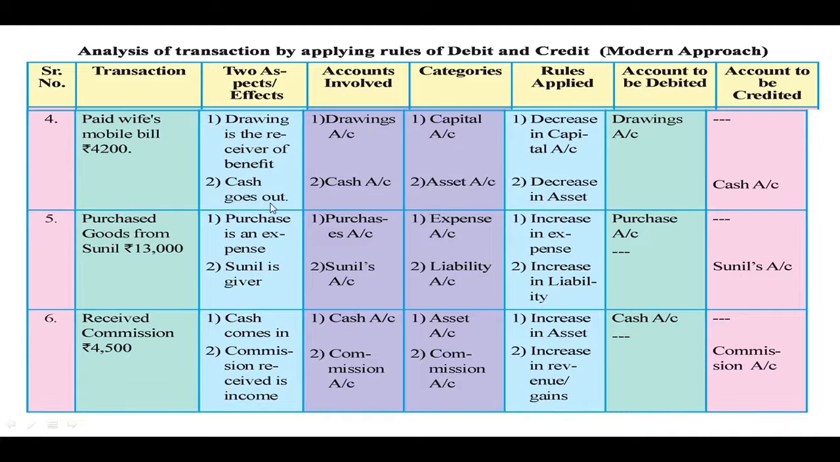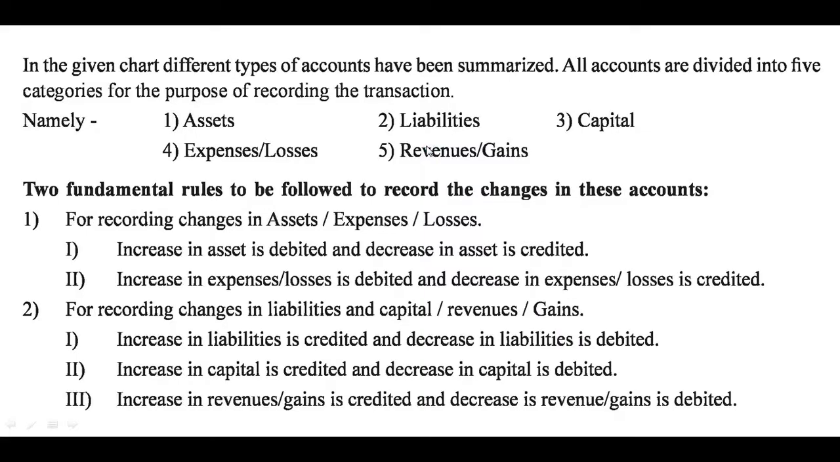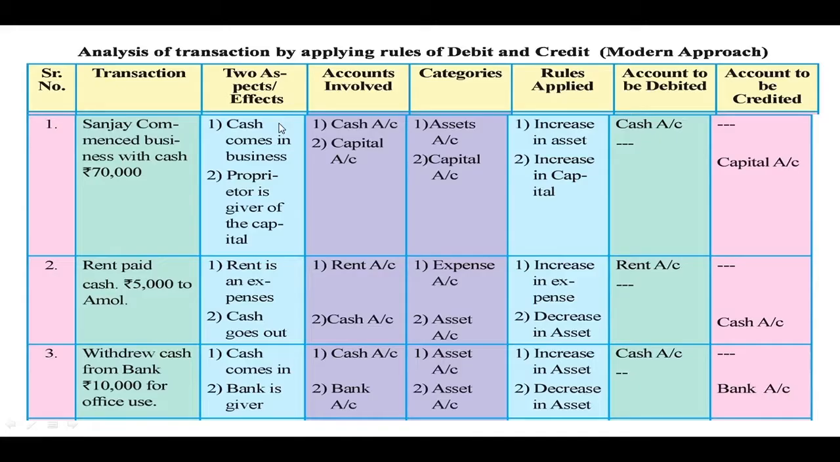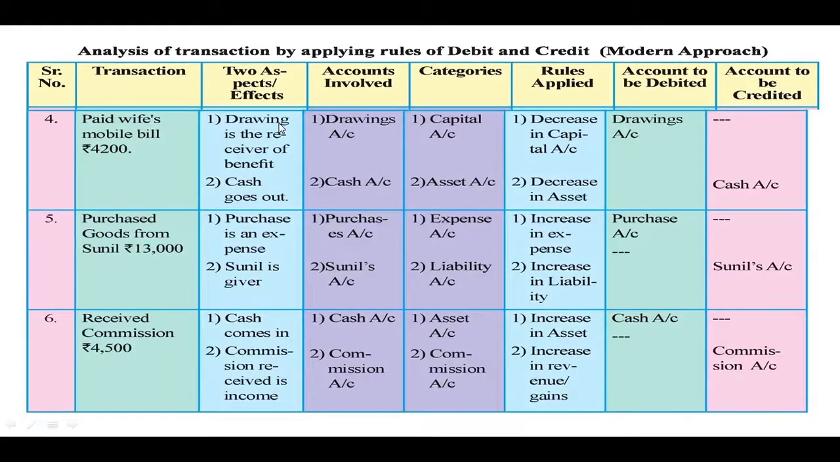cash goes out of the business, and cash account is the asset account, and decrease in asset is credited. Here you can see the rules. It is given here. Increase in asset is debited while decrease in asset is credited. Here cash goes out of the business, so there is decrease in asset, so cash account is credited.